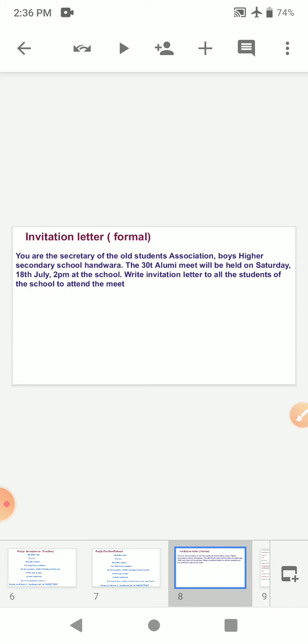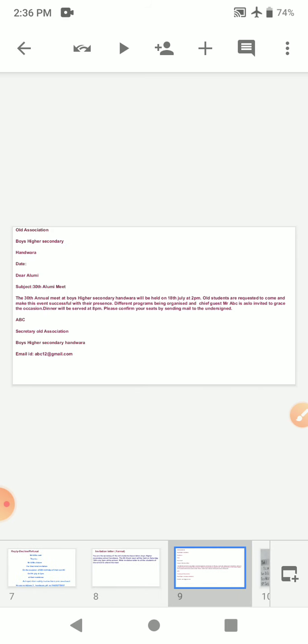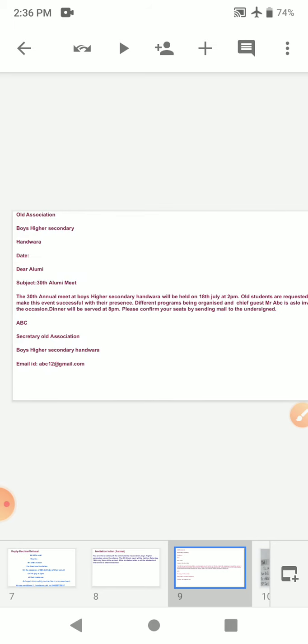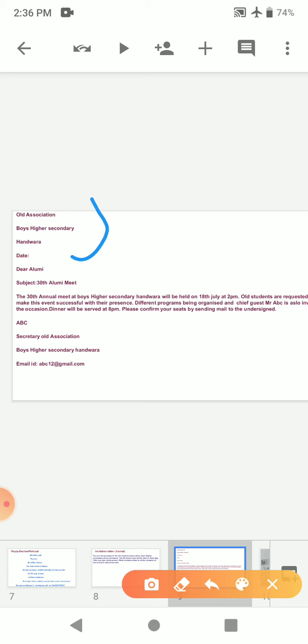The 30th alumni meet will be held on Saturday 18th July at 2 p.m. at the school. You are supposed to write an invitation letter to all the students to attend the meet. So you will write this way, you will just write the address, Old Boys Association, Boys Higher Secondary School, Handwara. Then you will mention the date. Then you will write the salutation. You will write the subject, this is about the 30th alumni meet. Then you will talk about the content.